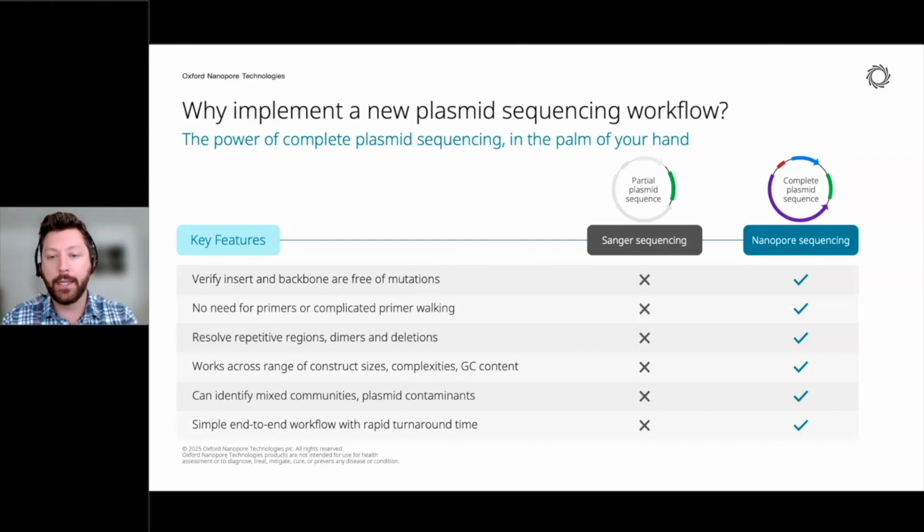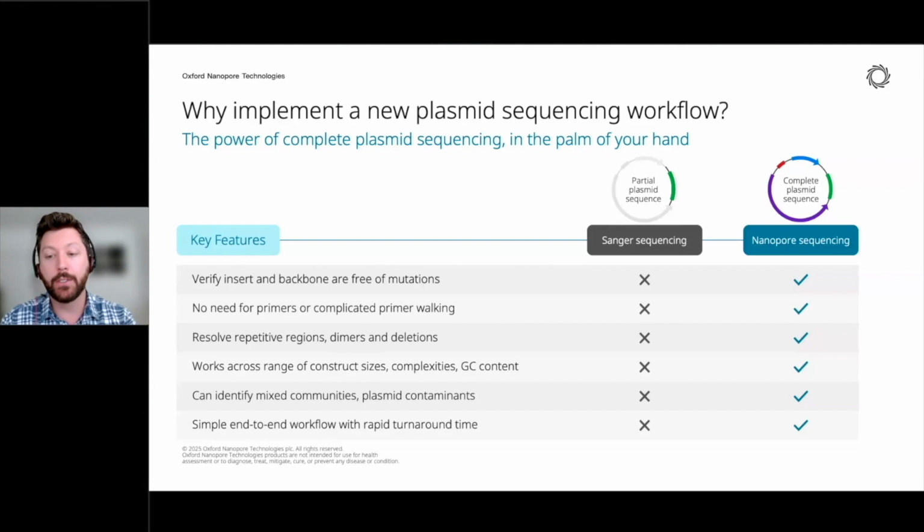So with Sanger, you're only getting a partial sequence coverage, and that often means you're relying on primers, or if you want to capture the whole construct, you have to do a process of manual primer walking. And both introduce cost and time delays, which has the potential to miss important regions of that construct. In contrast, nanopore sequencing delivers full plasmid reads, allowing you to verify that all components, including the insert and the backbone, are free of mutations. You don't need any primers, and there's no guesswork.